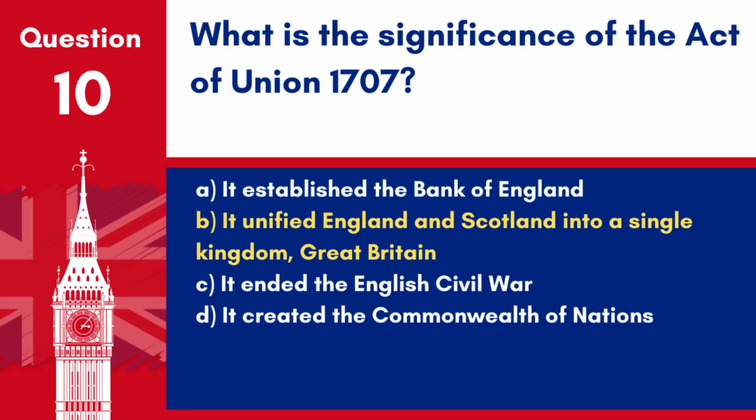Answer B. It unified England and Scotland into a single kingdom, Great Britain. The Act of Union 1707 was a pivotal agreement that resulted in the political union of the kingdoms of England and Scotland under the name of Great Britain.